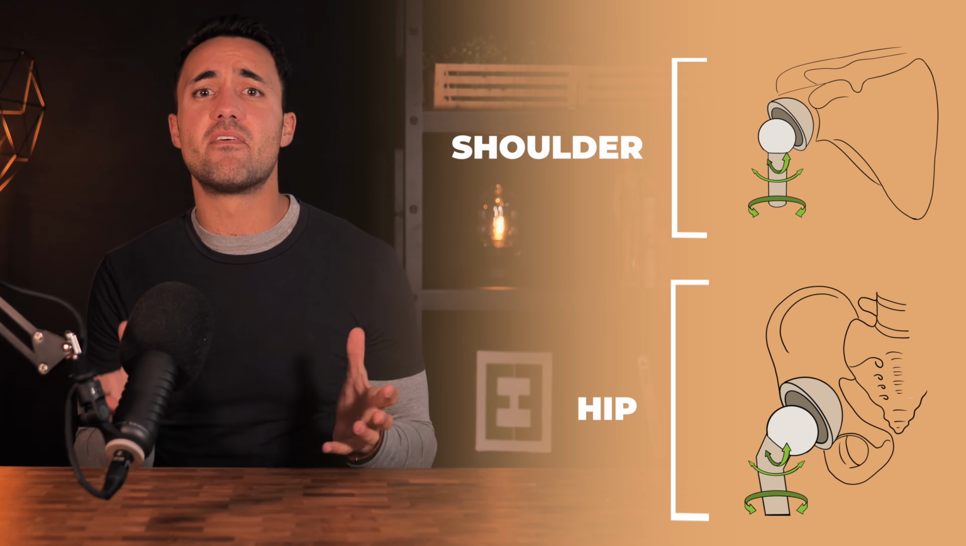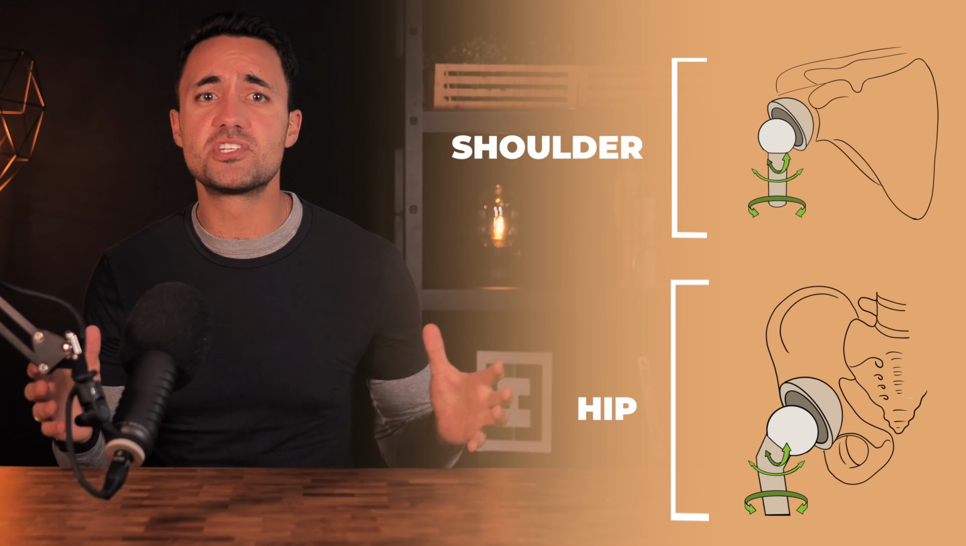A far better approach is to take into account the other joints upstream and downstream of the focal point, that is the spine. Firstly, notice that the hips and shoulders are ball and socket joints that can move in many different directions and have a wider range of motion than the spine.